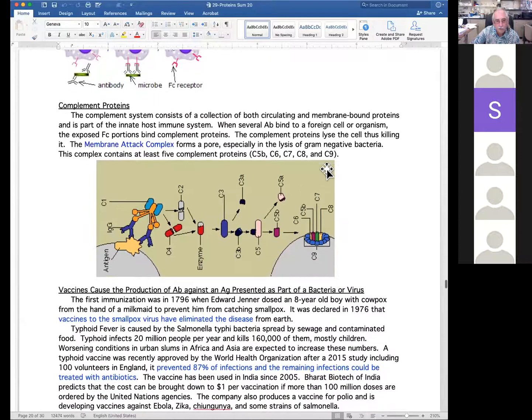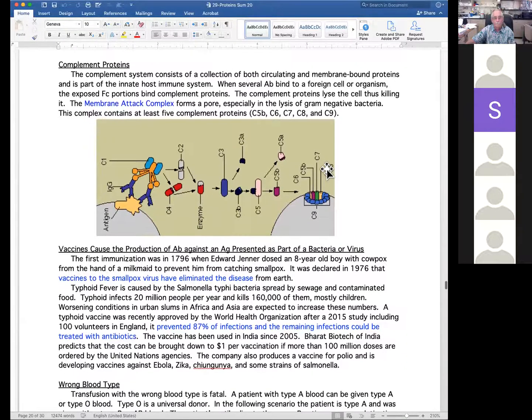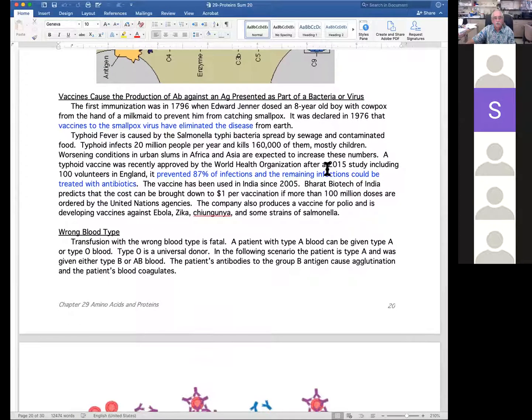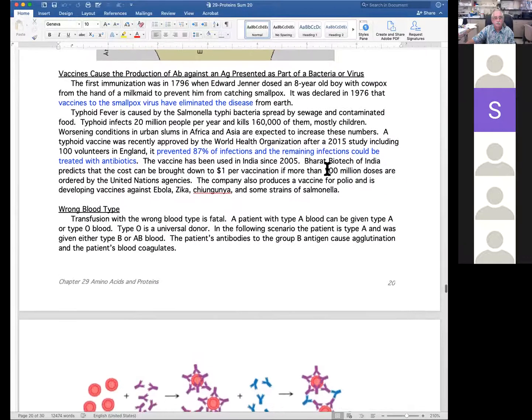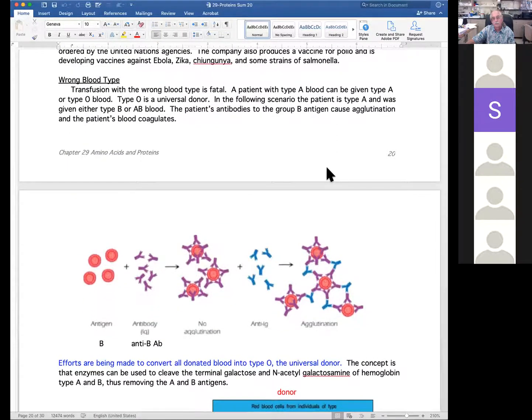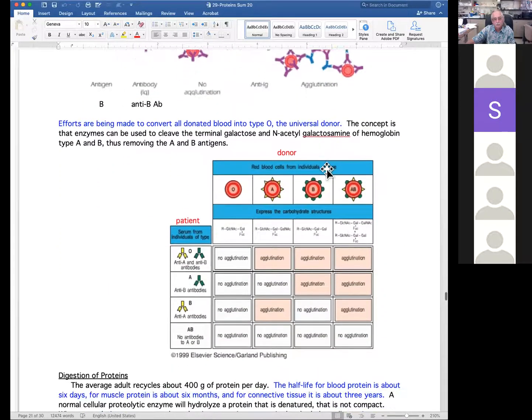So here's the concept of complement. Very complex system, isn't it? So here's what a vaccination does. Here's what happens if you get transfused with the wrong blood type. And the antigens on the blood cells, we looked at those real briefly.